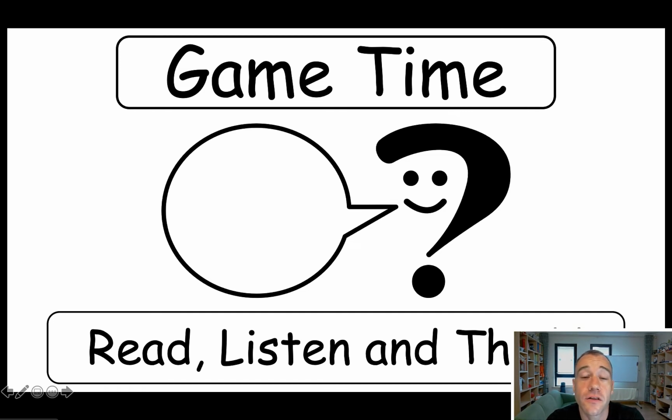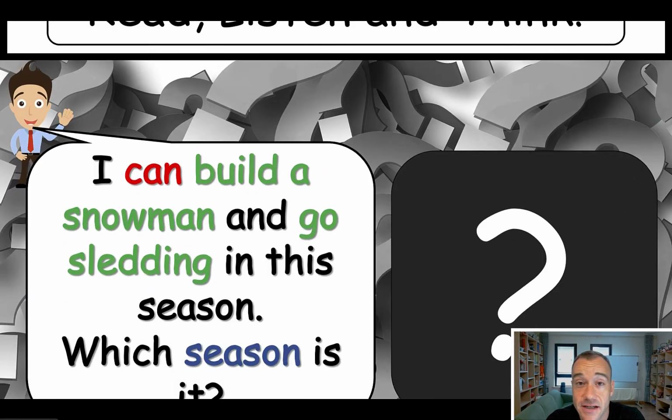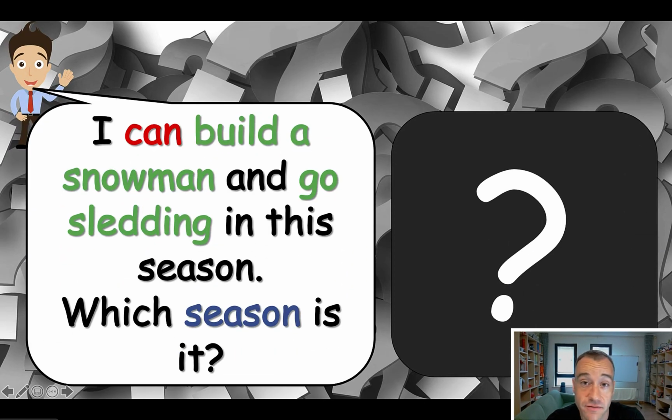And then call in another student, and they will stand in the middle of the room, and they need to read the description of the season. Okay, so they will read it. They will say, I can build a snowman and go sledding in this season. Which season is it? Now, you could have the whole class read it, but it's going to be really hard for the students in the front to understand if you do that. So you could have 2 students read at the same time if you think that might work, but I just like to do it with 1 student.